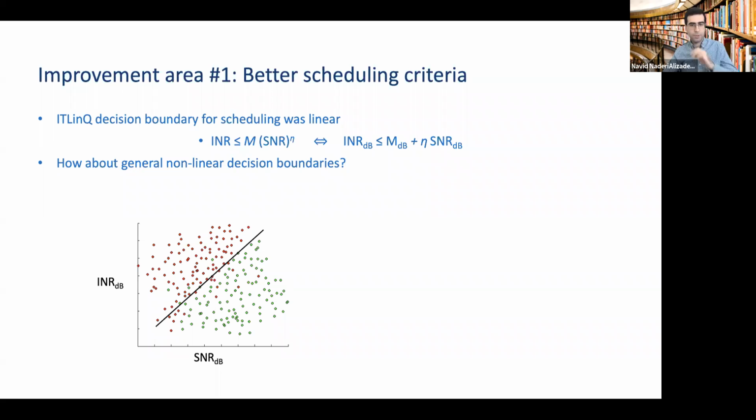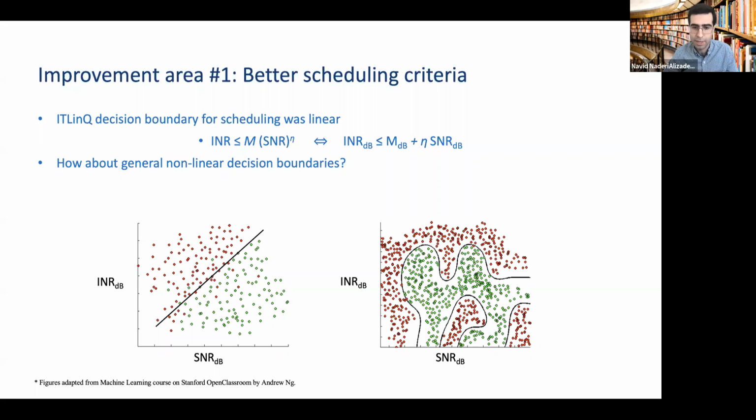But you might think, what about general nonlinear decision boundaries, or if we can learn better scheduling criteria in terms of how to schedule, not just based on a linear decision boundary like that.